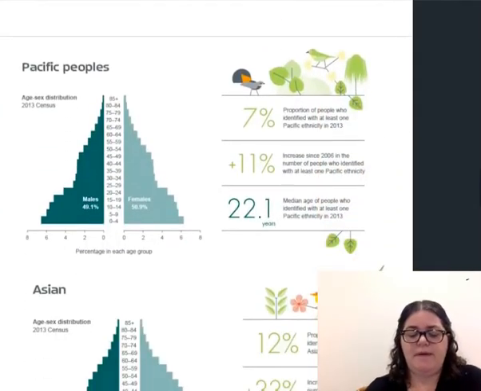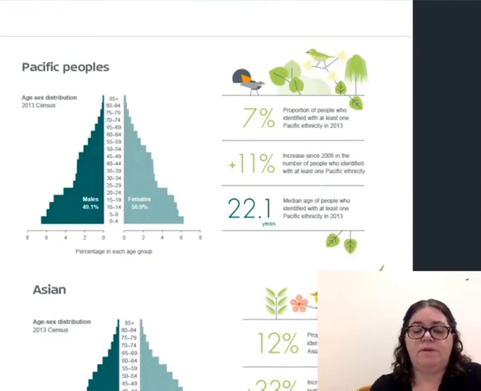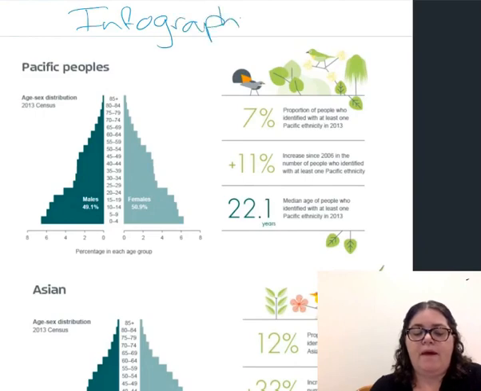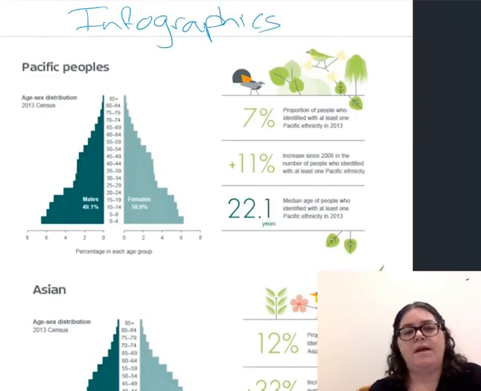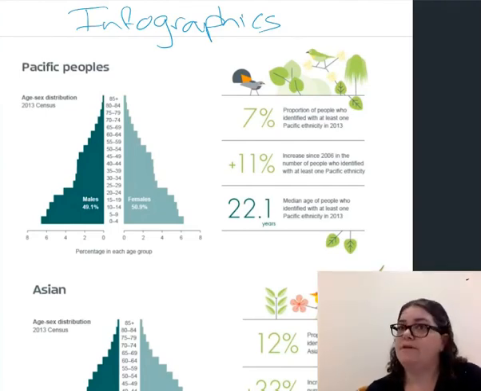So let's start by having a look at some things called infographics. Infographics are ways of combining graphics, so visual tools, with some information and data as well, but in a way that is representative and useful. You want something that at first glance gives you a very quick snapshot of what's going on.